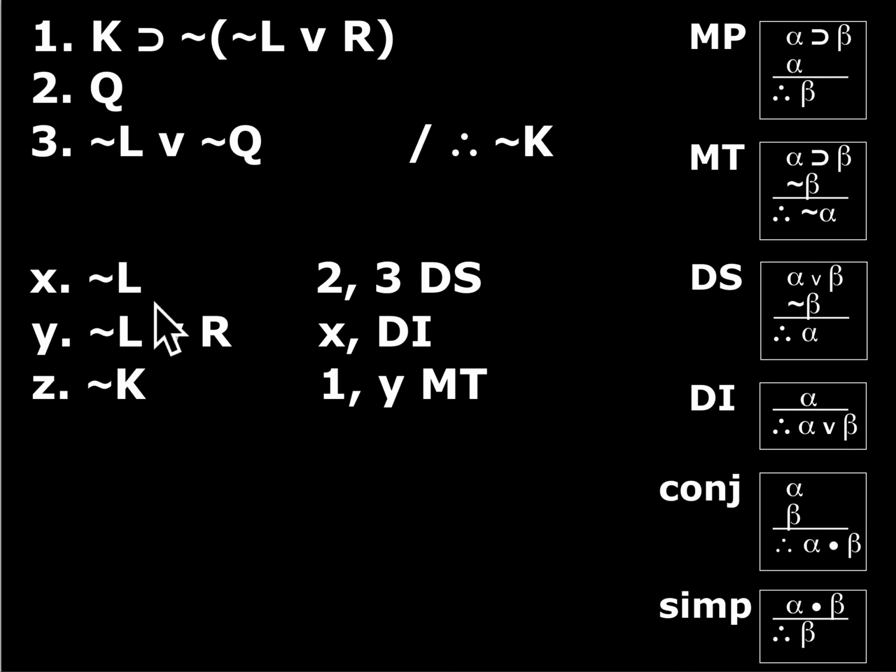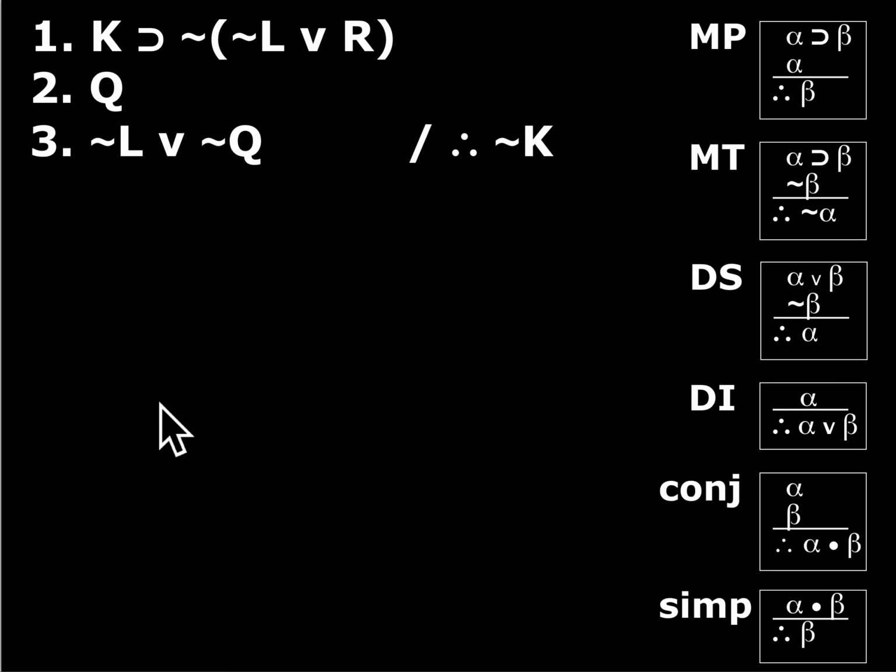So you can see what I've done here is I've worked backwards until I made contact with the lines I already had, in this case the premises. Now I know how to do the proof. What I'm going to do is first do DS to get not L, do DI to get not L or R, and then do modus tollens with this and line 1 to get not K. So now I'm just going to erase that.